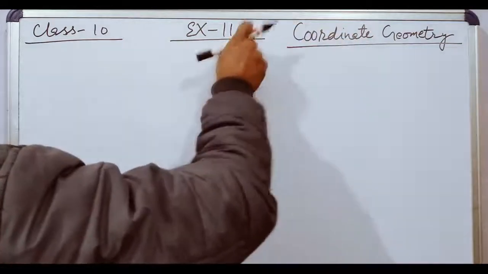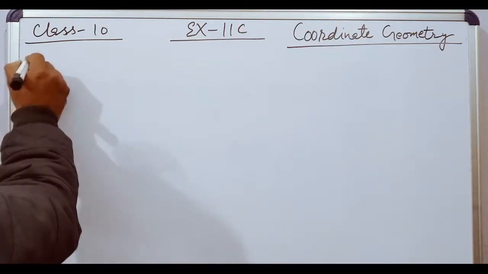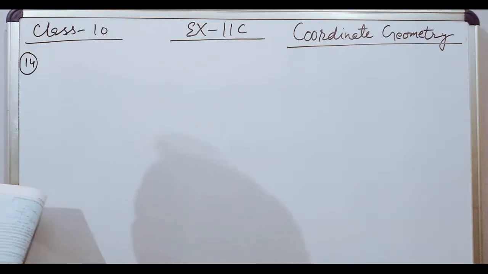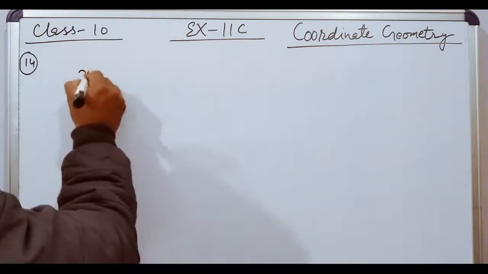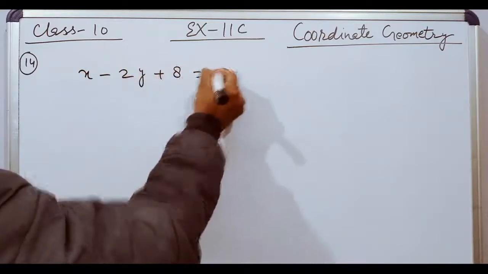Coordinate Geometry 11C. Now question number 14. In my previous videos I taught you till question number 13. Now today question number 14. Write down the equation of the line parallel to x minus 2y plus 8 equal to 0 passing through the point (1, 2).